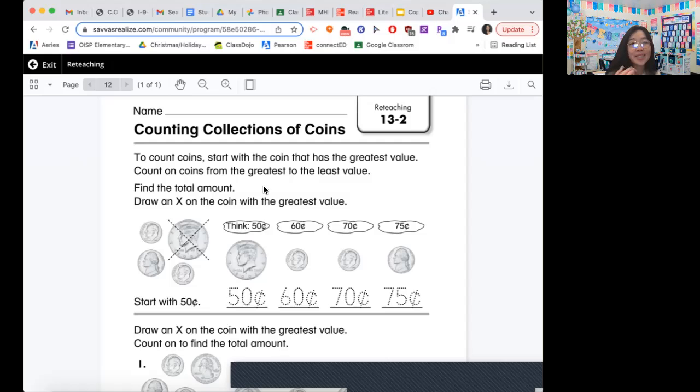All right, let's look at this example. To count coins, start with the coin that has the greatest value. Count on coins from the greatest to the least value. Find the total amount. Draw an X on the coin with the greatest value. So we have here, the greatest value coin is going to be your $50. So they put an X there.